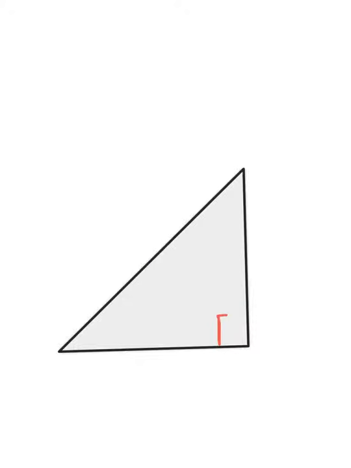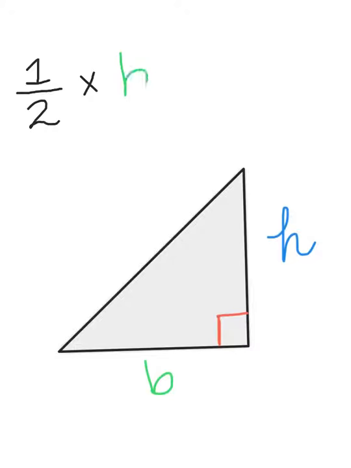So we're starting with a right triangle. We know it's a right triangle because this red angle right here is 90 degrees. We have two parts of the triangle, which is the height and the base that we're going to need for our formula to find the area of a triangle. The formula is 1/2, and then we're going to multiply that by the base times the height. And that should give us the area.